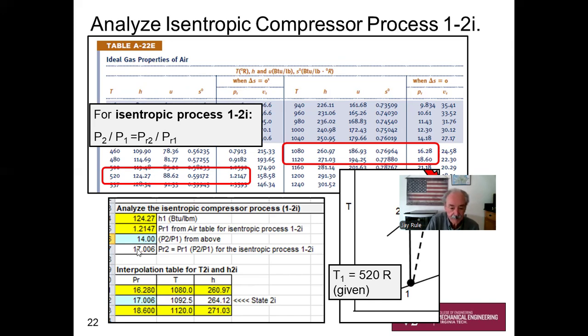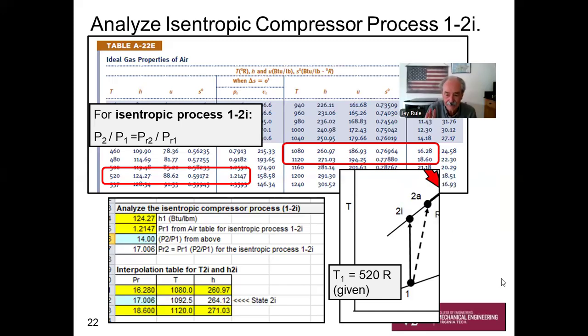So here they are. I wrote them down. Here's my pressure ratio from above that I already wrote down. So I'm going to solve for PR2, PR1 times P2 over P1, 17.006. Okay, that's great. I've got PR. What do I need to do? Well, I need to find H2I, and I'm going to find T2I as well. I don't have to find T2I, but I've definitely got to find H2I. So I'm going to go back to my table A22, and I've got to go shopping.